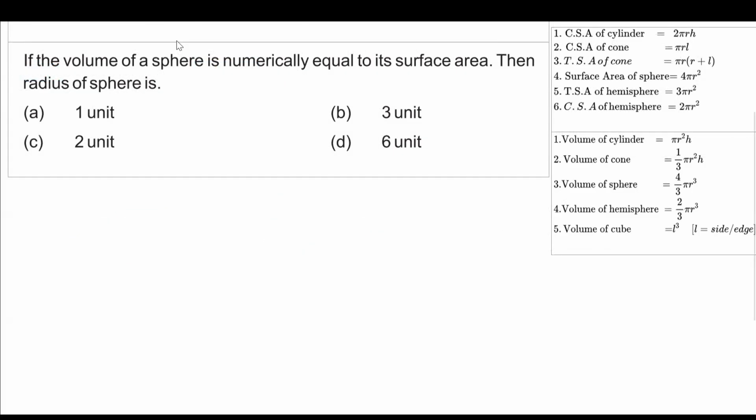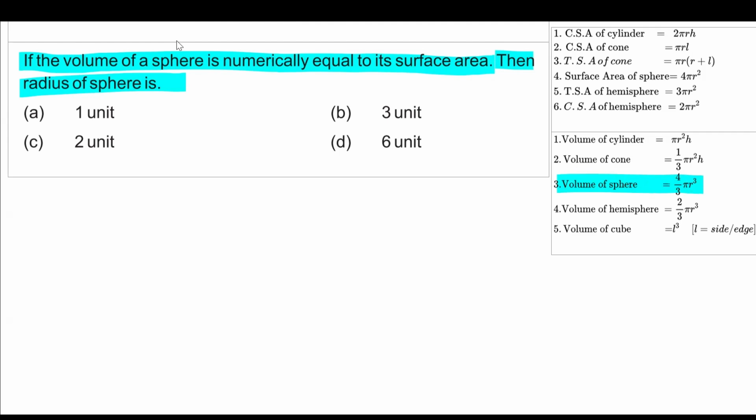In this question, it says the volume of a sphere is numerically equal to its surface area, then find the radius of the sphere. So we have to find out its radius. What we know is that the volume of a sphere is 4 over 3 pi r cube, and the surface area of a sphere is 4 pi r square. So we can equate these two as they are given equal. Volume, 4 over 3 pi r cube, is equal to its surface area, which is 4 pi r square.